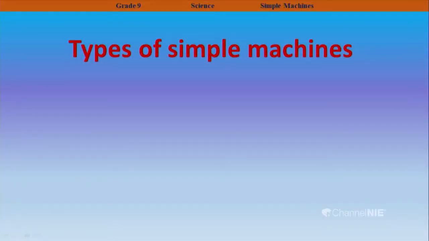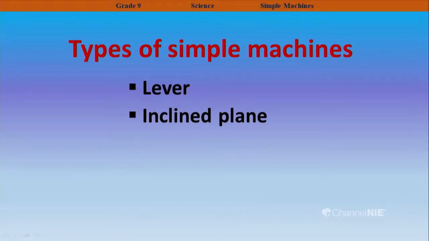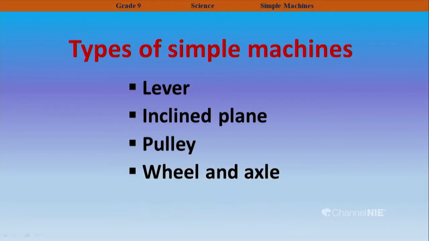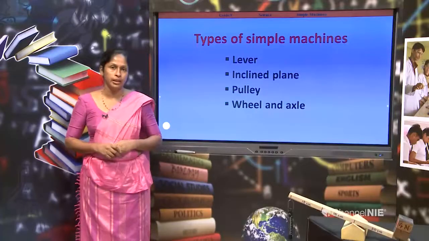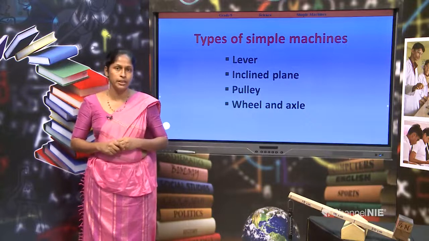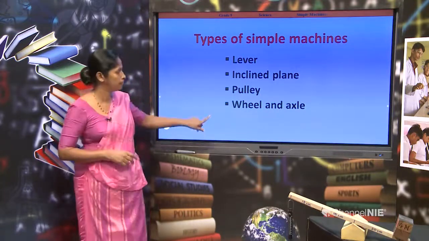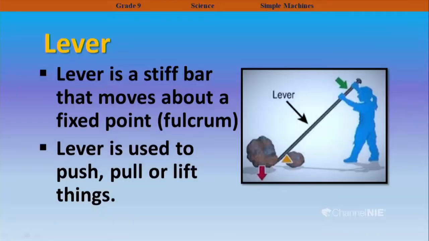Simple machines can be divided into four groups: lever, inclined plane, pulley, wheel and axle. Today, I am basically focusing on levers. What is a lever? A lever is a rigid bar which can turn around a fixed point called the fulcrum. And levers are used to push, pull and lift objects.